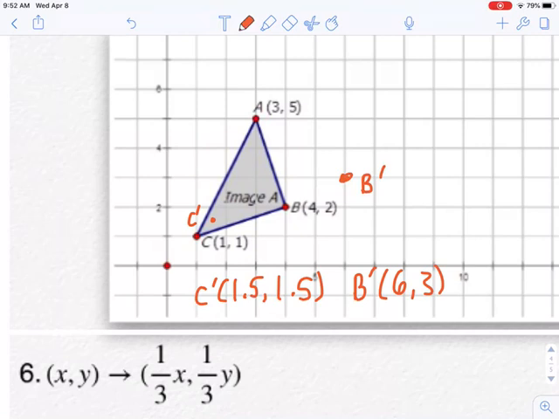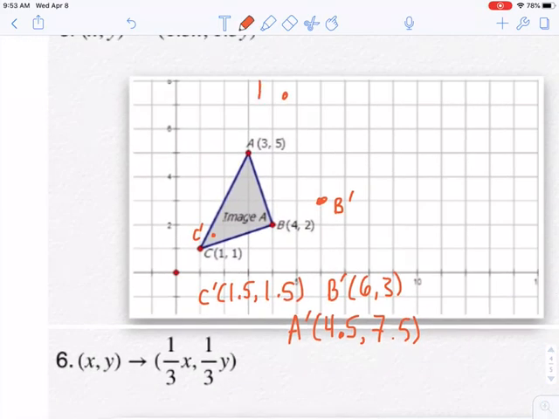And then same thing with A. We have to multiply 3 by 1.5. So what's 3 times 1.5? It's kind of an awkward number. It's 4.5. So A prime is going to be at 4.5. And then 5 times 1.5. Again, it's going to be an awkward number. 7.5. So we need 4.5, 7.5, which is boom, just about right there.